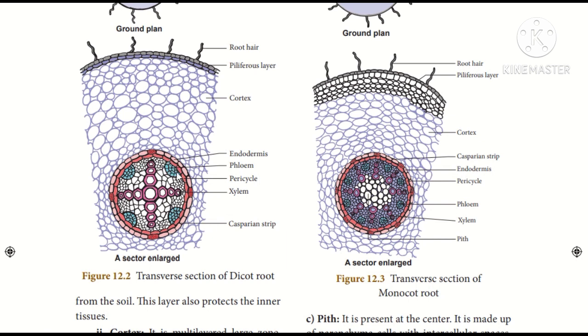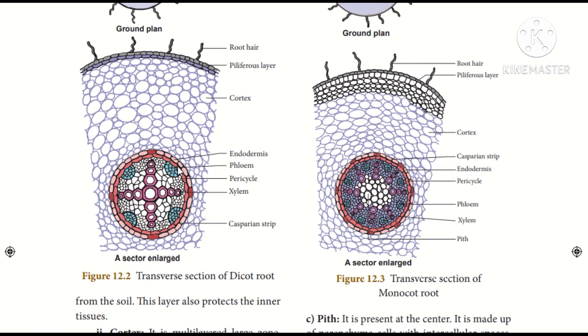The innermost layer of the cortex will be the endodermis, and the cells are barrel shaped, in the form of a circle. They are closely and tightly packed, and the inner tangential wall has a thickening called Casparian strips. This is very important for a short answer. That thickening on the tangential walls is called Casparian strips.